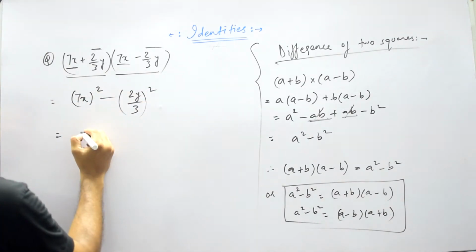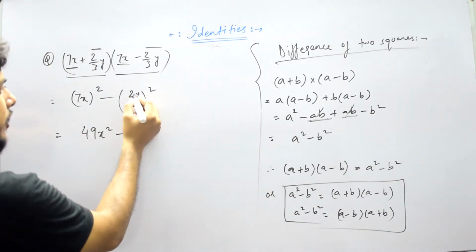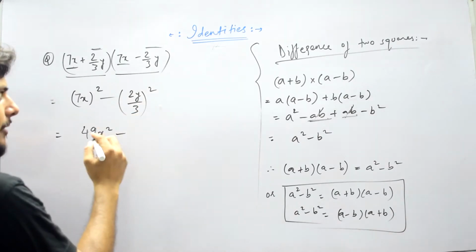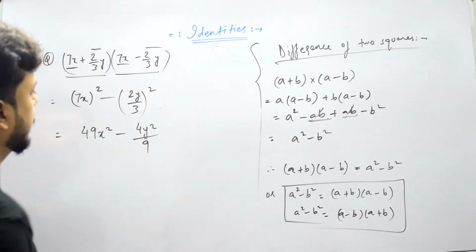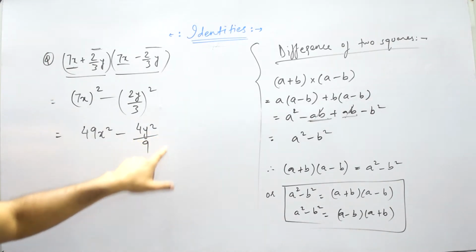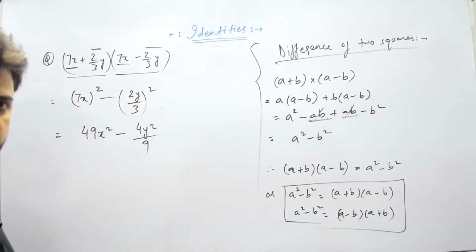So 7x square is 49x square, minus, now in the numerator also we have to do the square, and in the denominator we also have to do the square, so it becomes 4y square by 9. So 49x square minus 4y square by 9. Understood? Very simple.